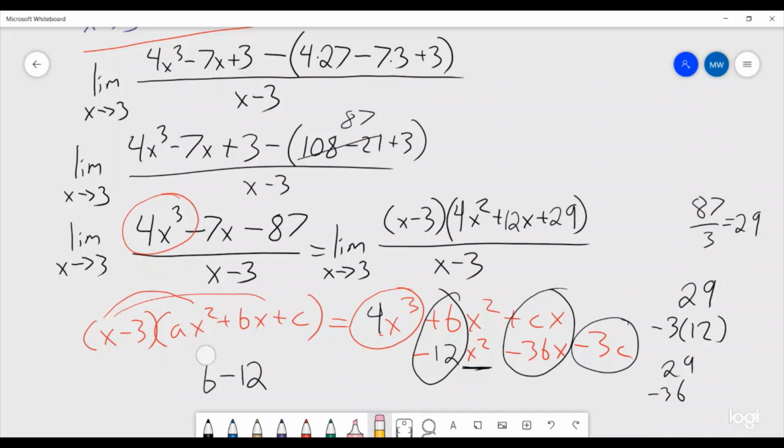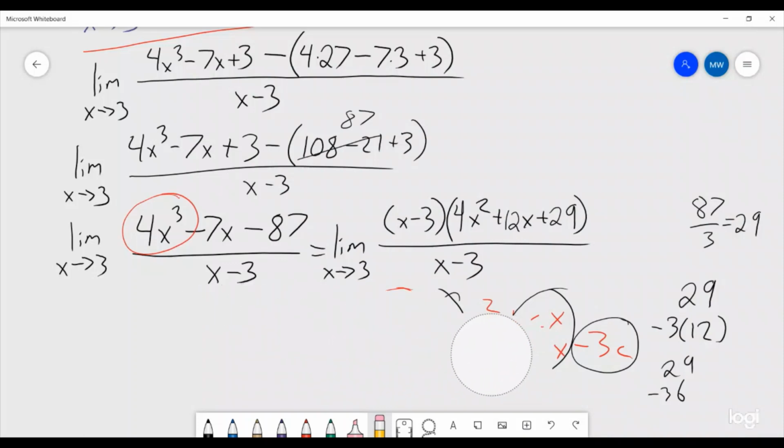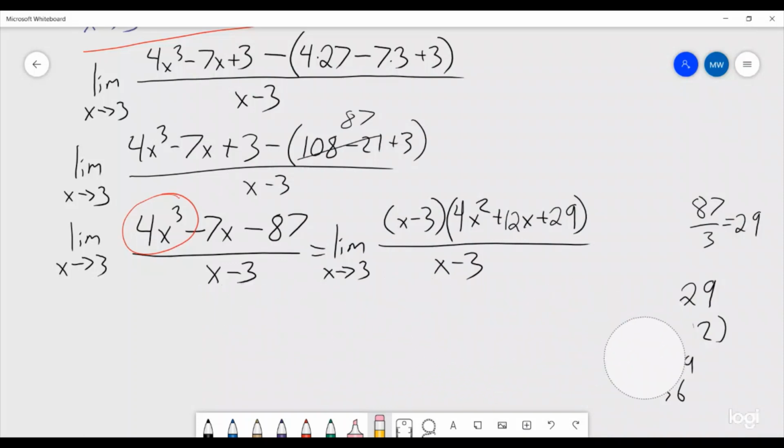So what we can do now, now that we've successfully figured out how to factor the top, is cancel out this x minus 3 piece, and we are now left with the limit as x goes to 3 of 4x squared plus 12x plus 29.